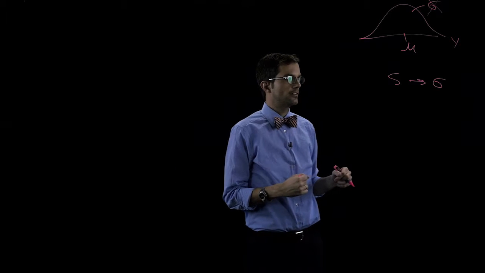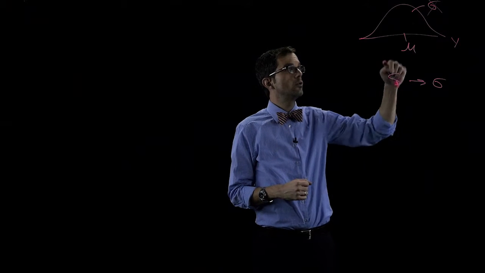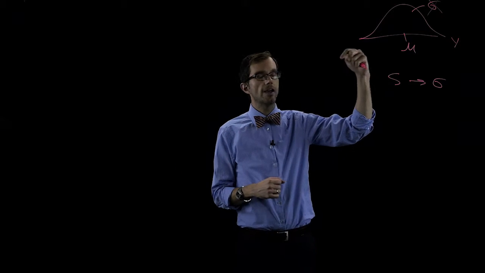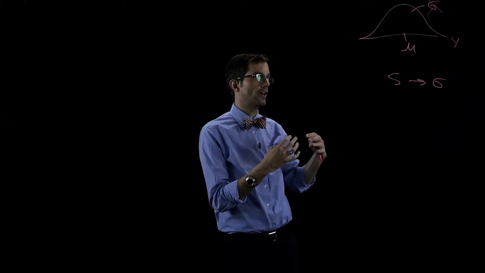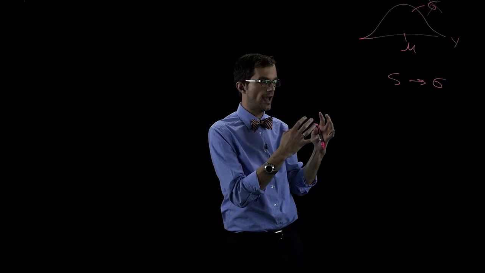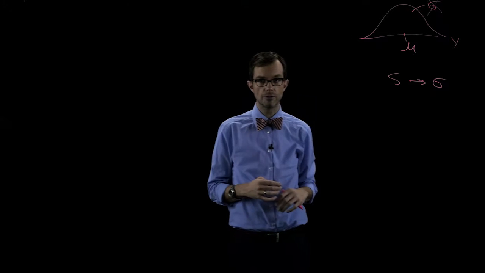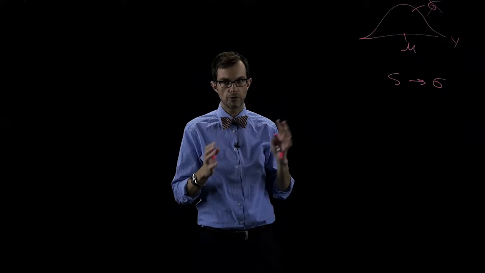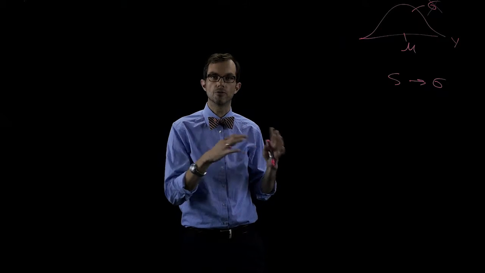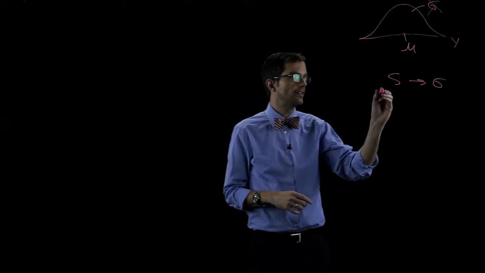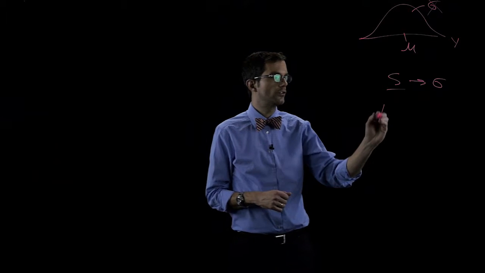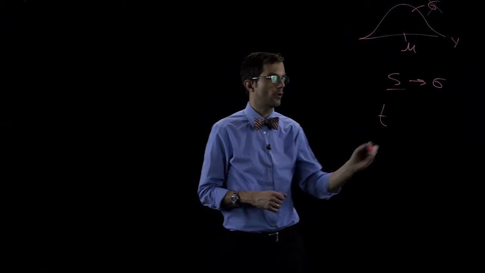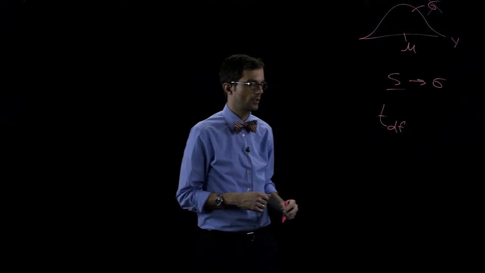And we said that whenever we know sigma, we can use a z-score in our test statistic. Our test statistic is going to follow a z-distribution. The critical value approach works with a z-distribution. The p-value approach works with a z-distribution. In this case, when we know S and not sigma, we're going to have to use a t-distribution, okay, for a particular degrees of freedom, okay?